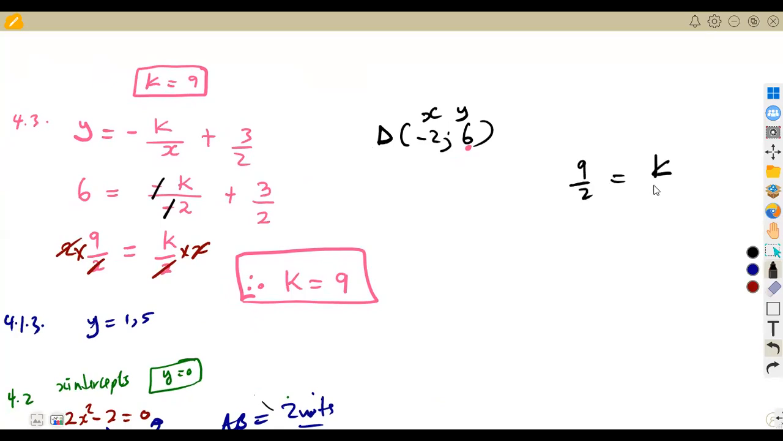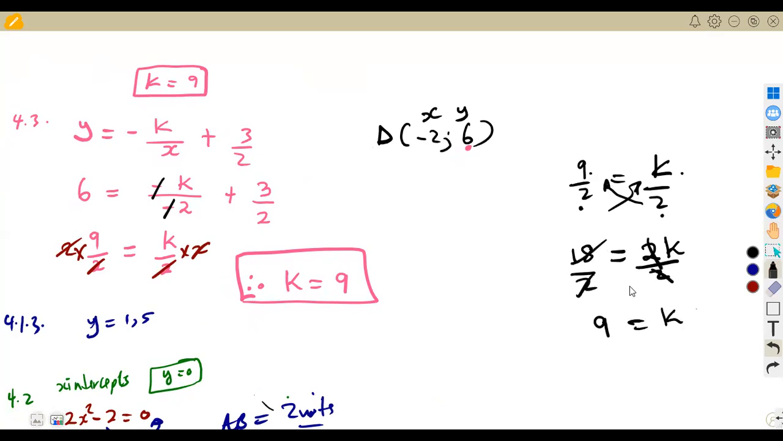9/2 is equal to k/2. You can cross multiply: 2 times 9, which is 18, is equal to 2 times k, which is 2k. So to find k, divide by 2 here, you divide by 2 here, it cancels. So that means our k is going to be 18 divided by 2, which is 9.